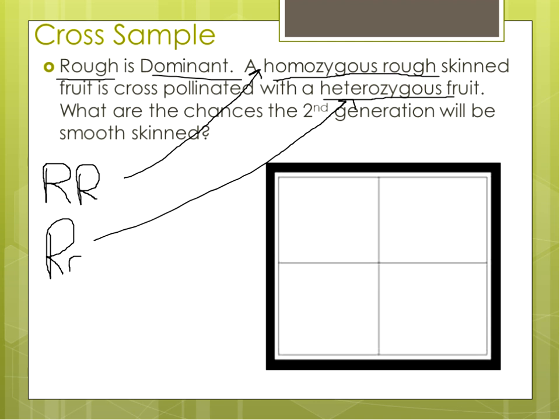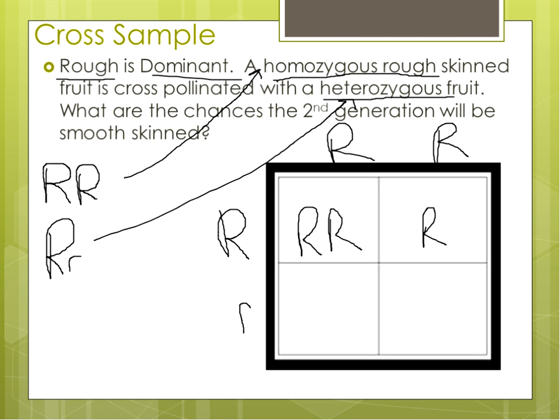So all you have to do is put one of the parents up here, doesn't matter which one, and then you put the other parent on the other side, doesn't matter which one. And then all you have to do is cross them. Big R, big R, big R, big R, big R, little r, and another big R, and a little r.